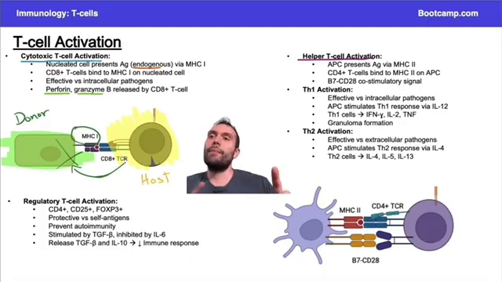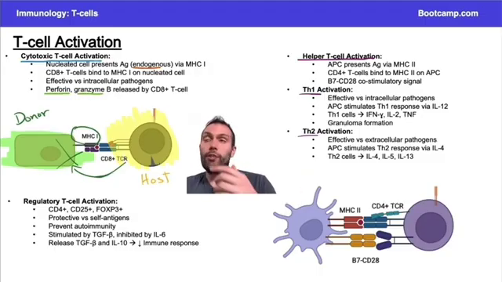Now, one thing that's going to be a little tricky here, when you're talking about helper T cells, you can go two different routes. You can go a lot of different routes, actually. You can go T helper 1, T helper 2. Those are the big ones for step 1. But then, of course, there's regulatory T cells, there's T helper 17 cells, etc.